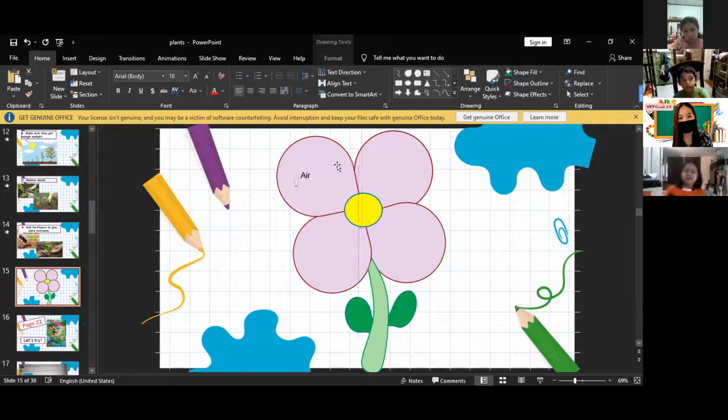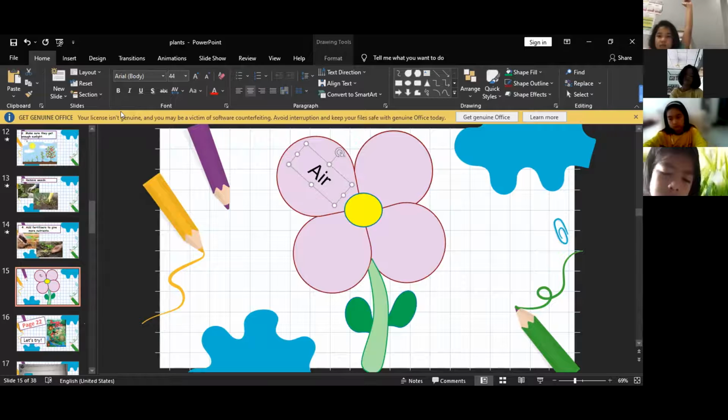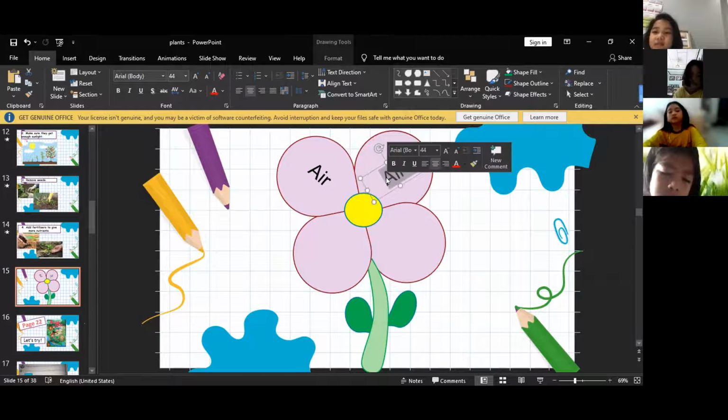Okay, how about the others? What else do plants need? Can you help me spell it out so that I can write it here? Okay, what's the second one? Nutrient. Okay, nutrients. Can you spell nutrients?